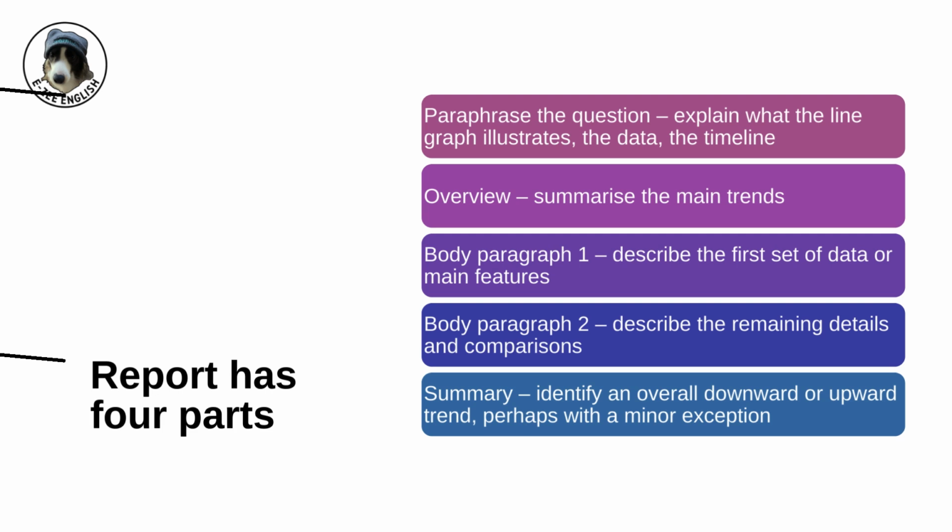represents. In body paragraph 1, describe the first set of data or main features. Compare similarities and differences. Body paragraph 2, cover the remaining details and comparisons. Some people say that you don't need a summary, but you can usually identify an overall downward or upward trend in the data, perhaps with a minor exception. So you can write this in the last paragraph to summarize the data clearly shows.